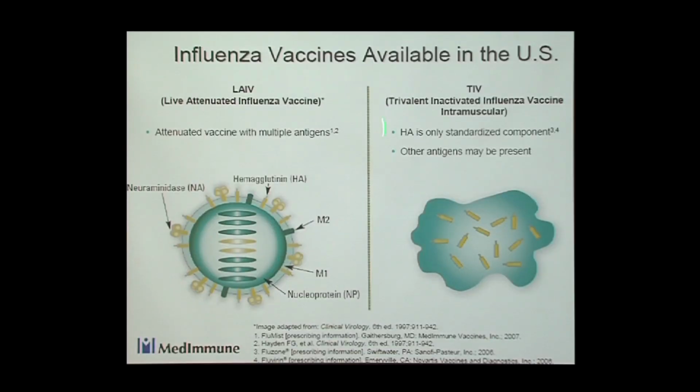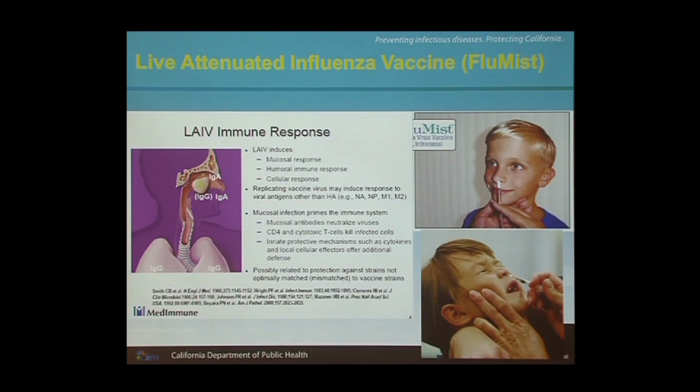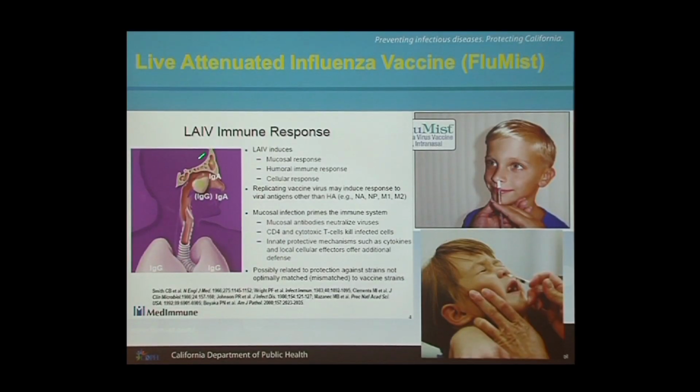So the idea is it grows in your nose, and you produce an immune response, and that immune response, according to the company, is more robust because you have a whole virus there. So you have immune response induced not only to hemagglutinin, but to neuraminidase and to all those other proteins in the matrix. You also have a mucosal response because you have local antibodies produced here. And in general, the theory is you have a broader immune response to this particular vaccine than to the trivalent inactivated vaccine that's a shot.